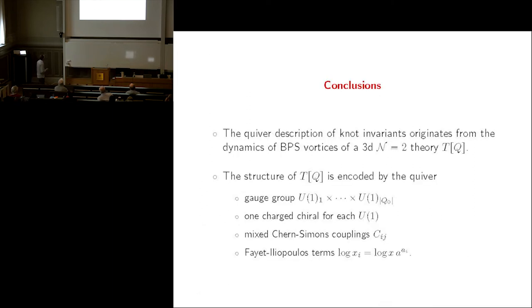Okay, so let me summarize. What we find is that the quiver description of knot invariance can be traced back to the dynamics of BPS vortices in certain 3D N=2 theories, which we call T of Q, encoded by the quiver. And we find a very explicit description of these theories. There's a U1 gauge group for each node in the quiver. For each of these U1s, there's a charged chiral multiplet that is neutral under everybody else. And the quiver matrix has the interpretation of mixed Chern-Simons couplings among these different gauge groups. And then finally, the knot-quiver change of variables arises as some specialization of the Fayet-Iliopoulos terms for these different U1s.